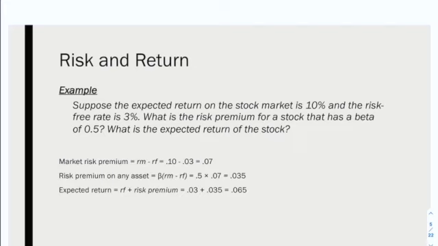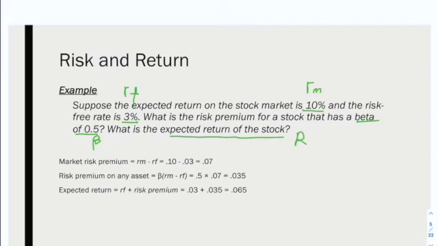Suppose the expected return on the stock market is 10%. Okay, this is our RM, the expected return from the market, and the risk-free rate is 3%. Or it can tell you the Treasury bills return is 3%. It's equivalent. RF. What is the risk premium for a stock, which is a risky asset, that has a beta of 0.5? Okay, now we know the beta. What is the expected return of the stock? It's asking for the R.